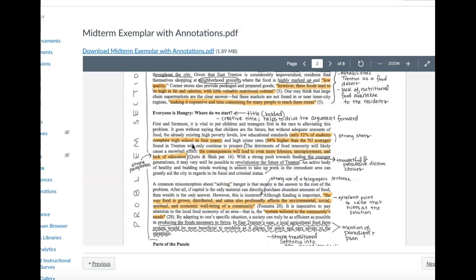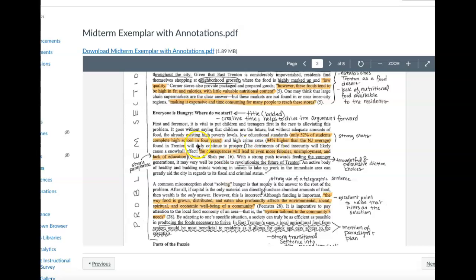He also talks a little bit about education in this paragraph. So he narrows it down to focusing on children. He says, first and foremost, it is vital to put children and teenagers first in the race to alleviating this problem. It goes without saying that children are the future, but without adequate amounts of food, the already existing high poverty levels, low educational standards, and he talks about how many kids graduate, and high crime rates. These are all really, really good things to bring up.